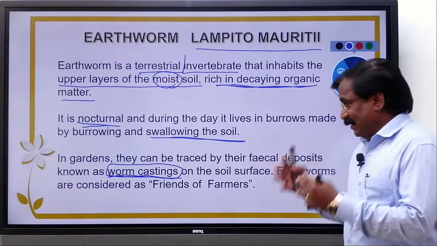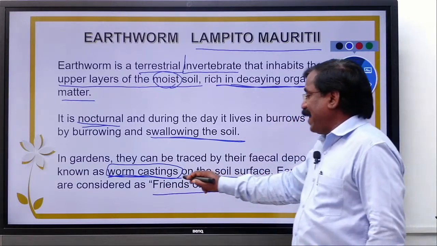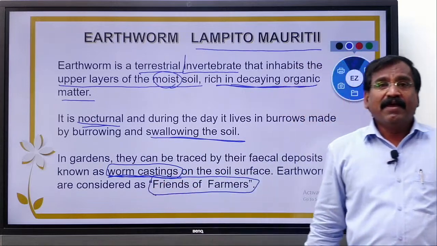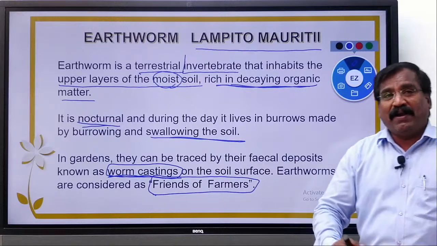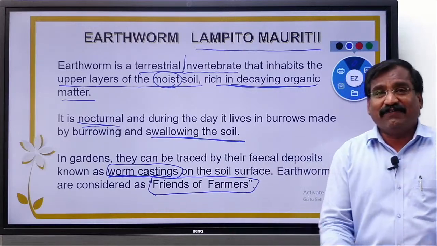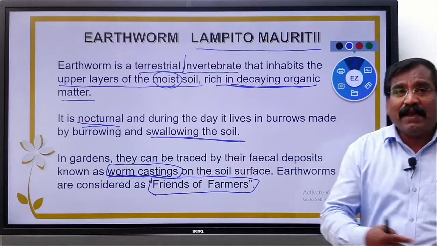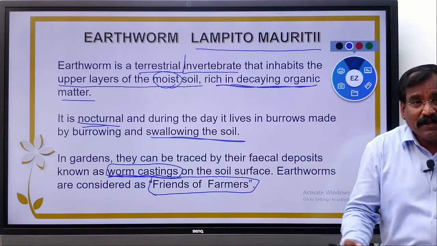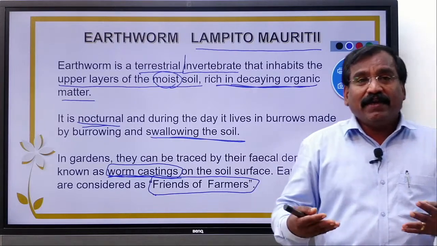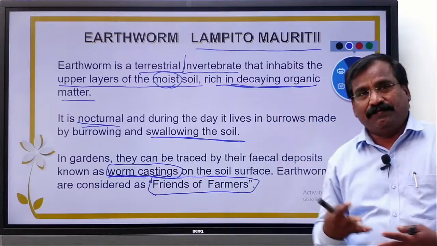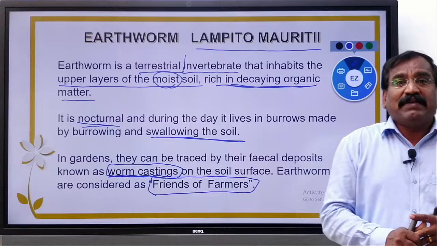So the earthworm is called the friend of farmers. Farmers cultivate the land. The worm castings are like manure that enrich the soil fertility, the soil becomes fertile, and so the crops grow well. That is why the earthworm is called the friend of farmers.